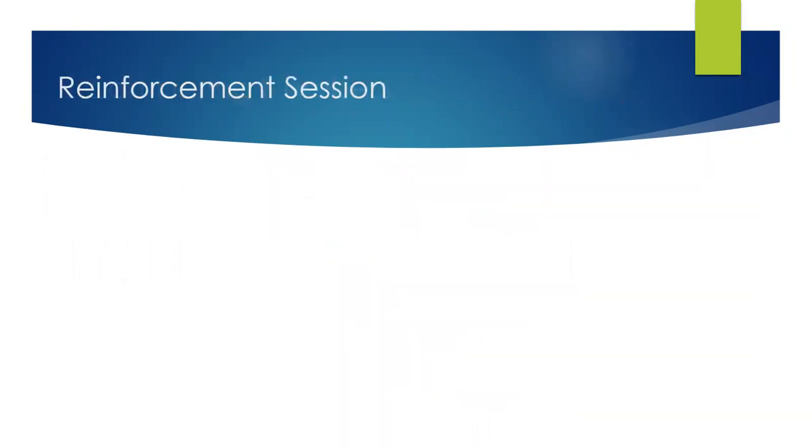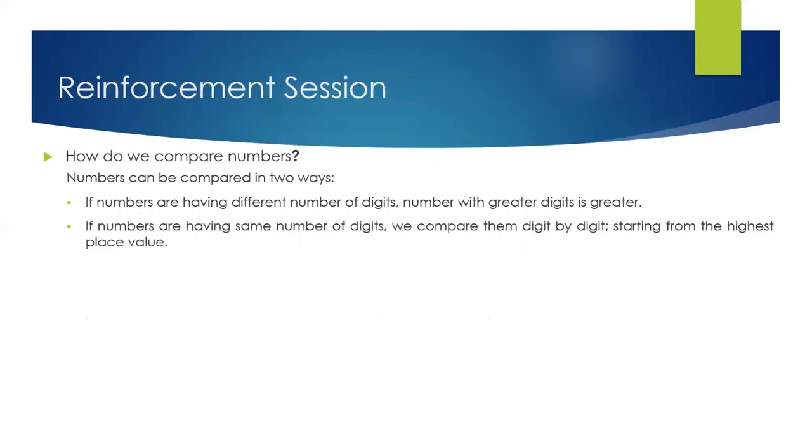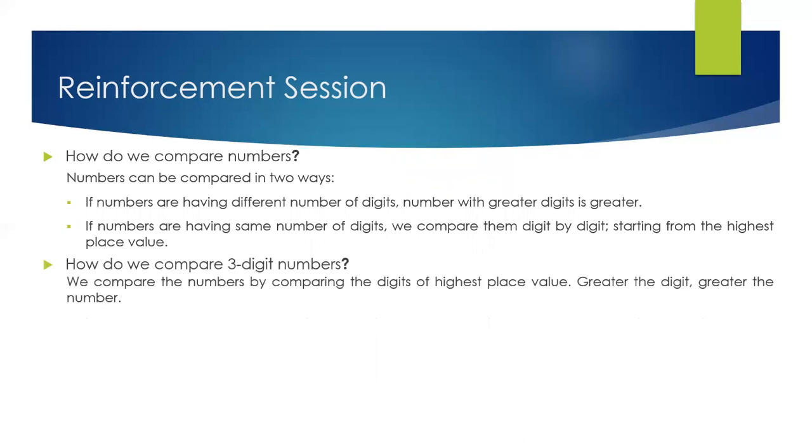So this was all about comparing numbers. Now let us reinforce what we have learned in these slides. Here we have seen how we compare numbers. Numbers can be compared in two ways. If the numbers are having different number of digits, the number with greater number of digits is greater. Secondly, if numbers are having the same number of digits, then we will compare those numbers starting from the highest place value digit.